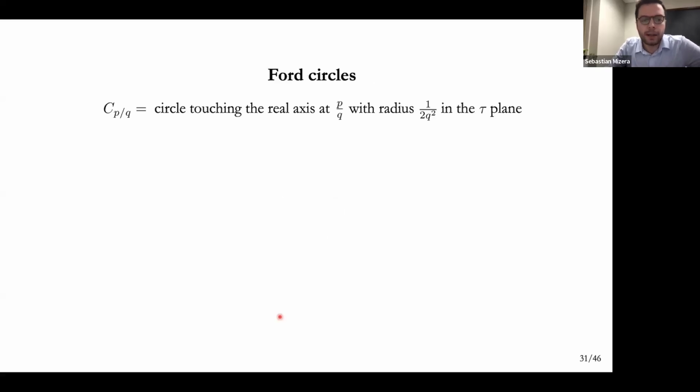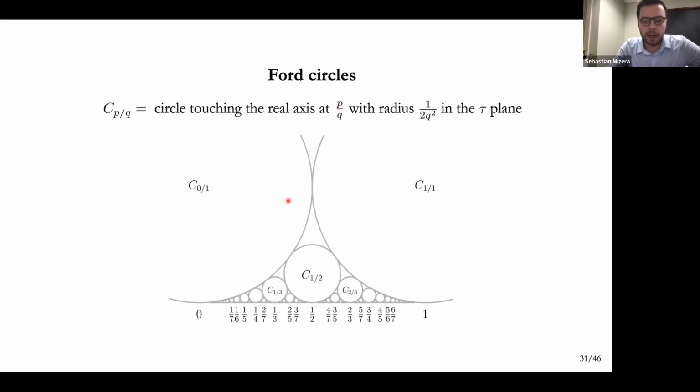Now on top of that, I'm going to introduce a Ford circle. For every fraction p over q, I'm going to draw a circle that touches the real axis in the tau plane at the corresponding rational point with a specific radius. It turns out it's very fun to draw. If you draw these circles with this prescription, they touch each other in this specific pattern here. So you get this fractal pattern.